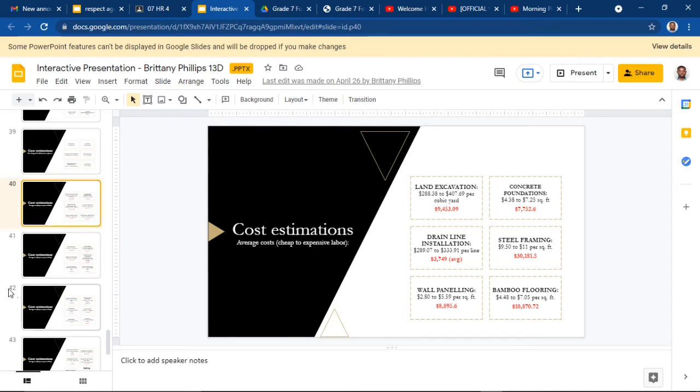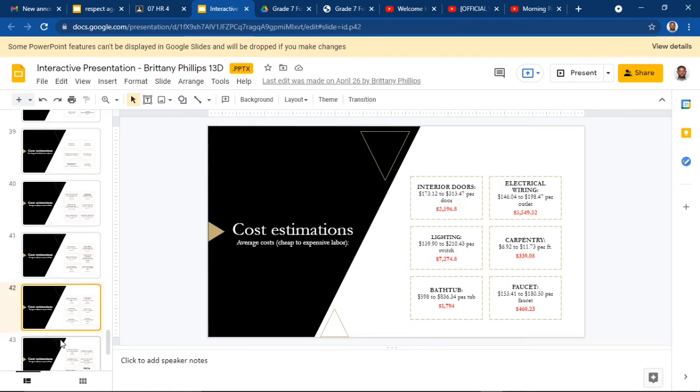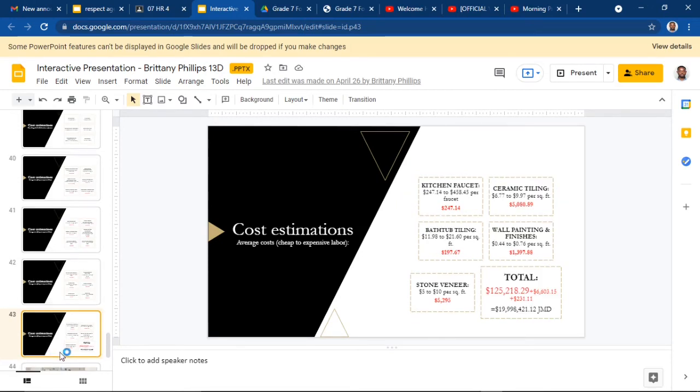All right. So you talk about the cost estimation for the different things, how much it will cost to do the land excavation, to do the concrete foundation, to do the bamboo flooring. You go through how much you think each thing might cost, and you go through all of that in your presentation. And again, as I said before, the report is written, and then the presentation is just you explaining the report basically. So all of this will be in written form in your reports.